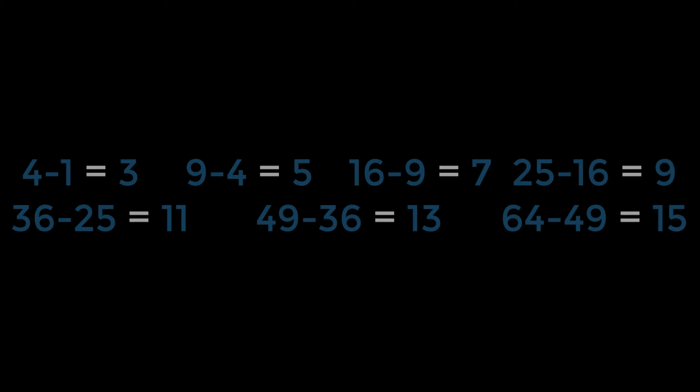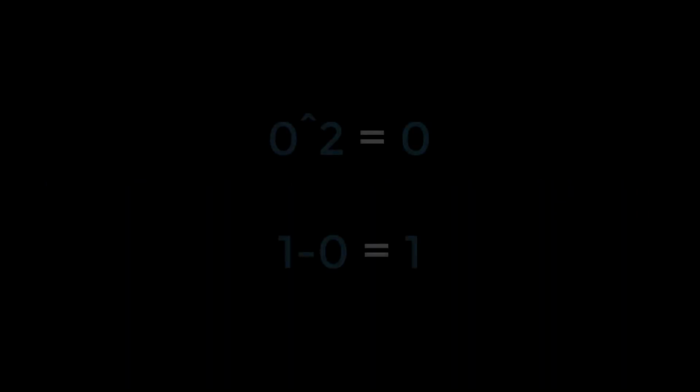I quickly noticed that the differences between them were all of the odd numbers, 3, 5, and 7 for these first three. 1 is also included. 0 squared is 0, and 1 minus 0 is 1.